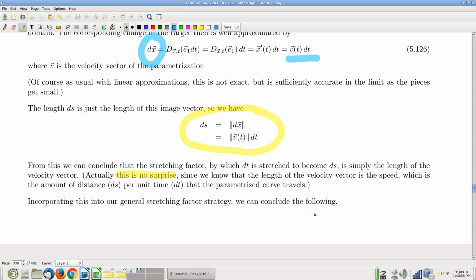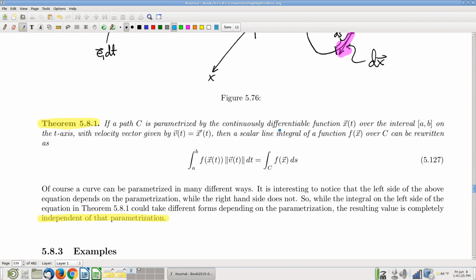We're interested in the magnitude. We want to know the magnitude of the displacement vector because we're looking for ds. ds is just the length of that little piece of curve. And so what I get is speed times dt. So distance equals speed times time. So again, it's really no surprise. It's kind of exactly what you would have expected. And that allows us to rewrite our line integral.